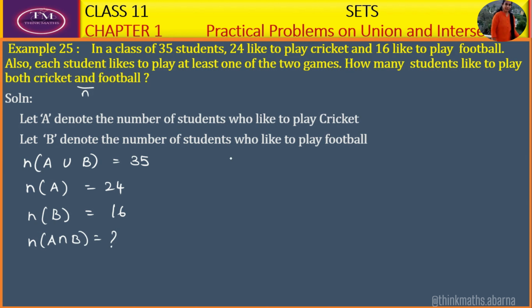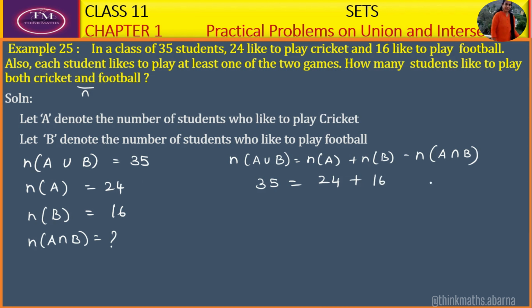Now, use the formula n of A union B is equal to n of A plus n of B minus n of A intersection B. What is A union B? How many are there? 35. N of A is 24. N of B is 16 minus n of A intersection B. What is 24 plus 16? It is 40 minus n of A intersection B.